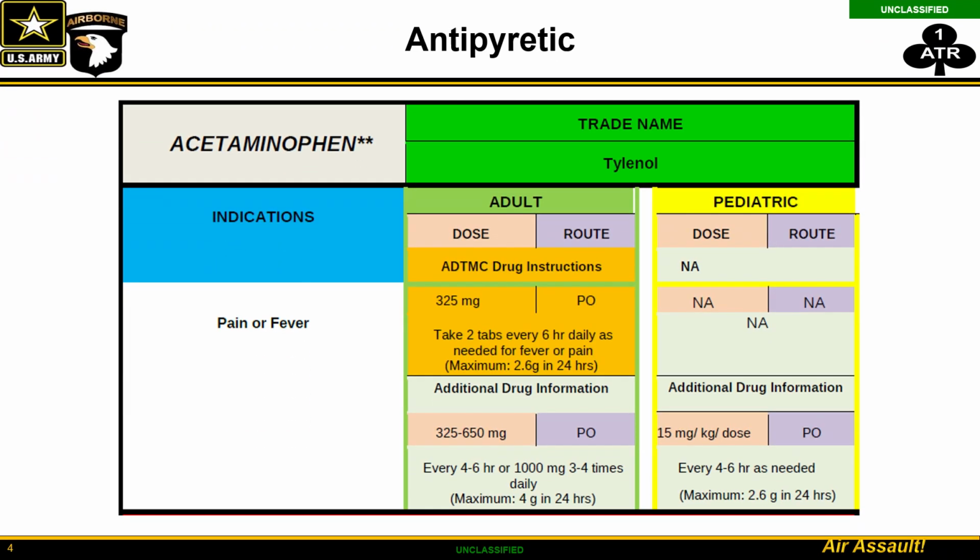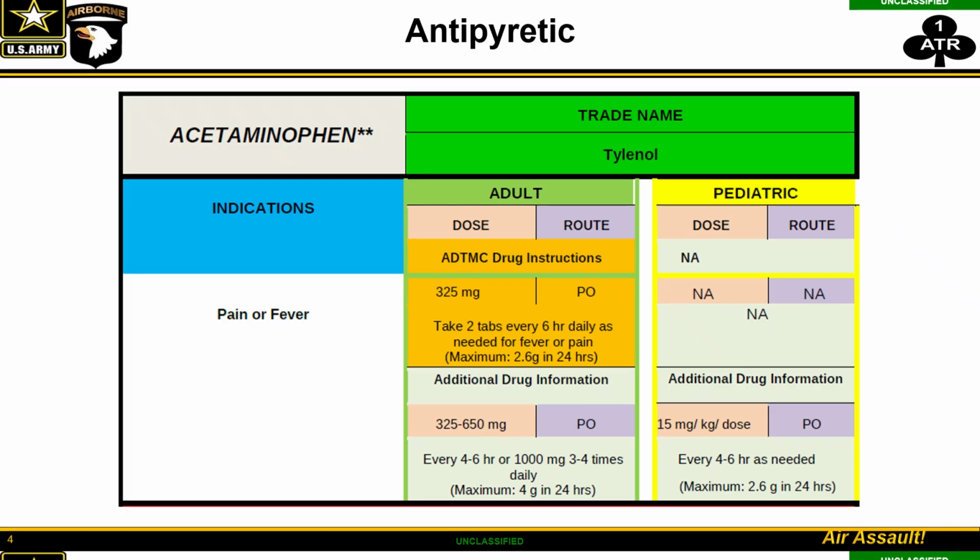This is directly from ADTMC. If you get on ADTMC, I would highly recommend pausing this video right now and actually opening ADTMC and scrolling to about page 180, and then it lists every medication that you're able to give per ADTMC and gives you all the dosages and all this information. So that's very helpful. You can always look back and reference this.